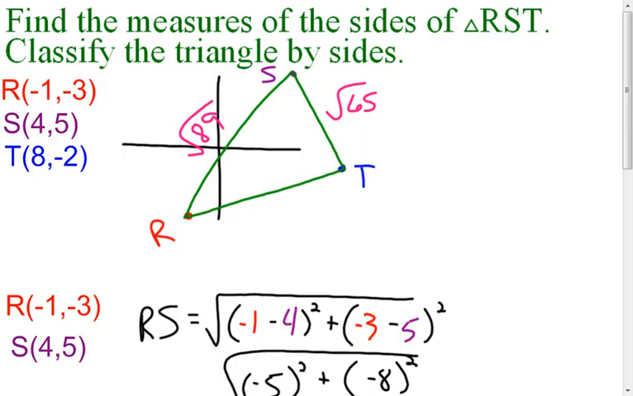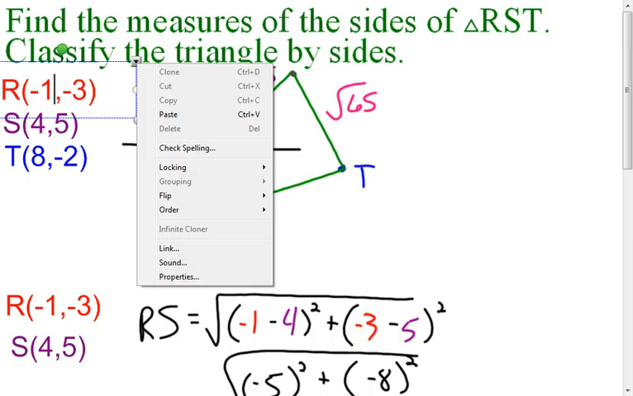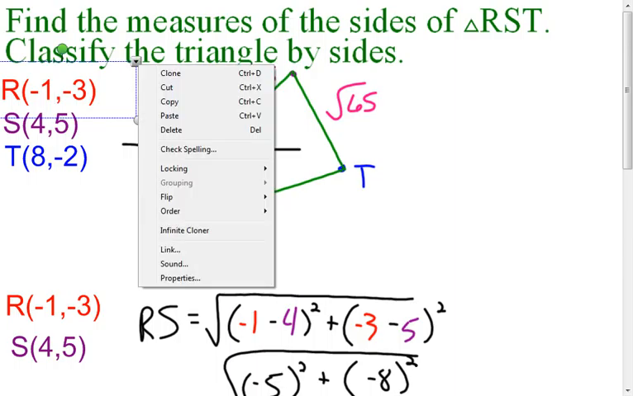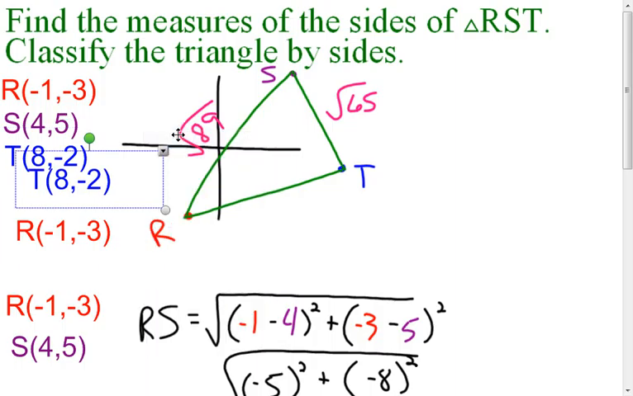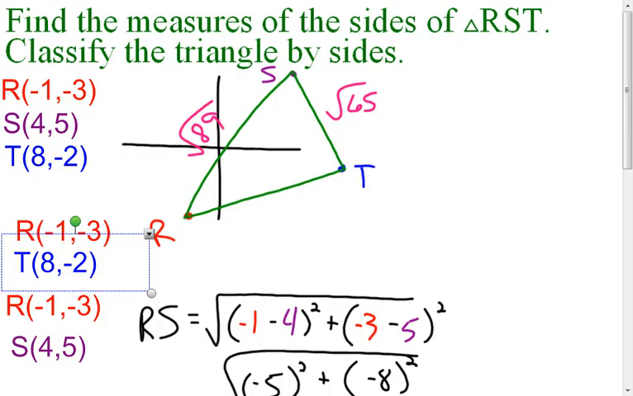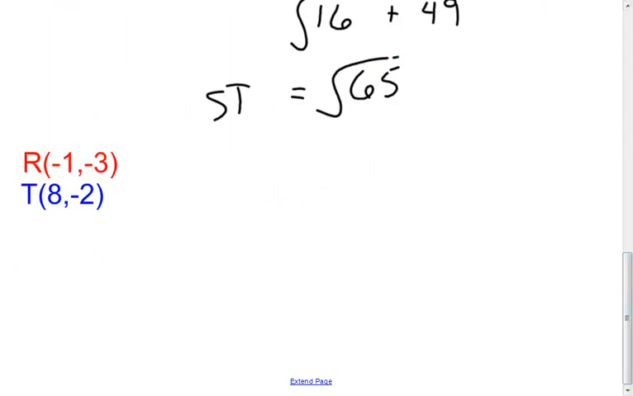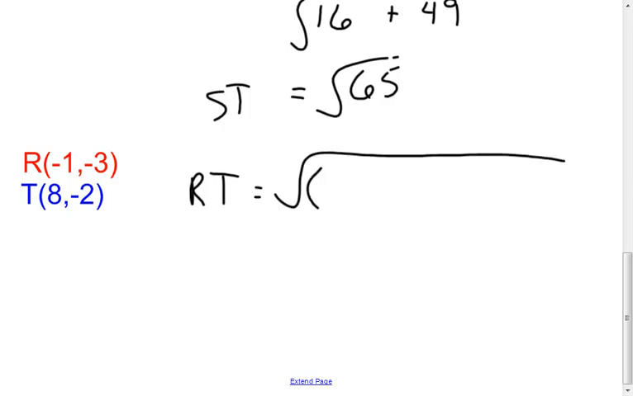So last but not least, I have to look at point R. Oops. I want that one, and I need point T. And I need to figure out the length of segment RT. Doing the same thing that I did in the last two. Use my distance formula, subtract my x's, square it, subtract my y's, square it, and I will have it. I'll put in my R value first. So there's the x, there's the y. Plug in my t values, there's the x, there's the y. And go through and simplify the mess, I call it.